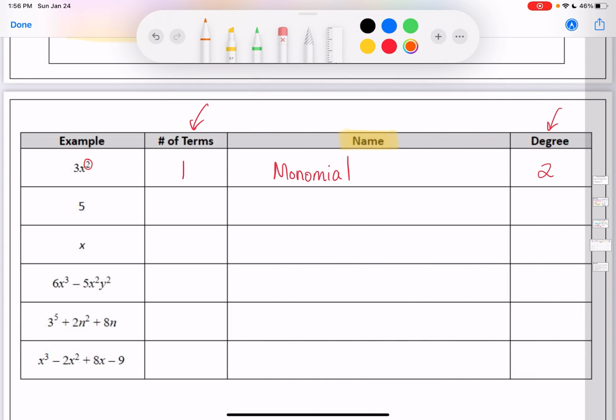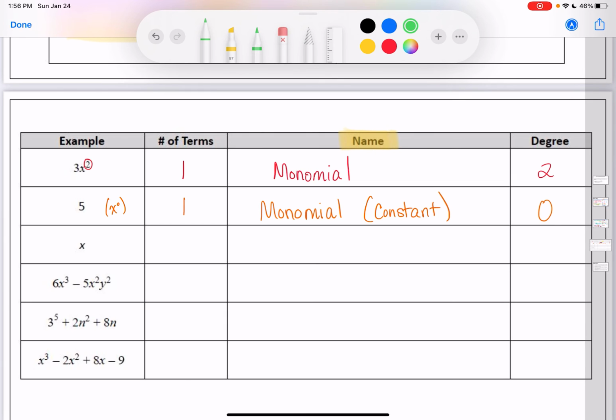Here, again, no pluses or minuses. So that one is, again, one term. That one is a monomial. And since I don't have any variables on that one, technically we could also call that a constant. But if you called it a monomial, that's perfectly fine. And the degree on that constant, remember, there are no variables, or I would have x to the 0 power if I put in a variable. So my degree there is 0. And we did talk about that earlier.